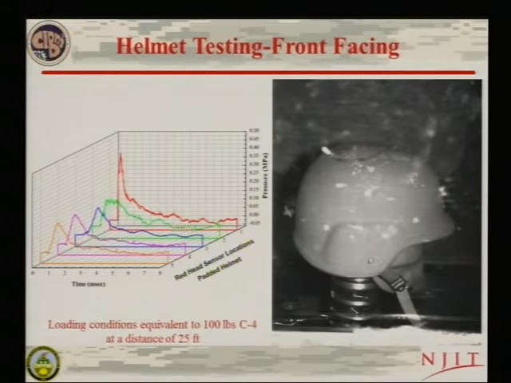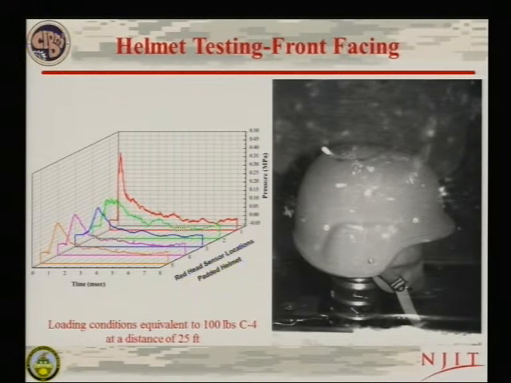So one of the first things we want to understand is this helmet that is used by the US Army. It was designed for taking bullets. It was designed for falling. The question we want to ask is whether this particular helmet is good enough to really go for the blast, because the blast is a new insult.